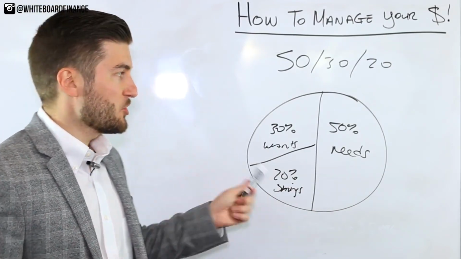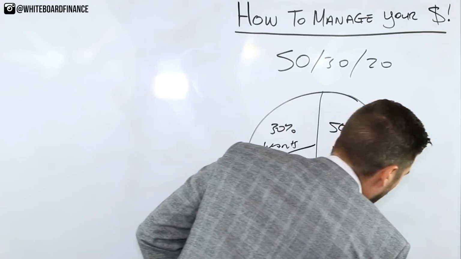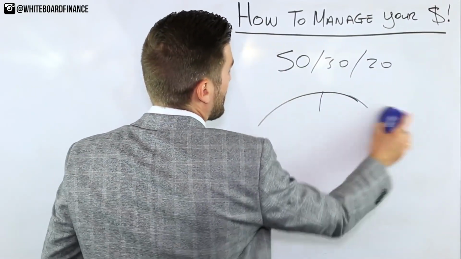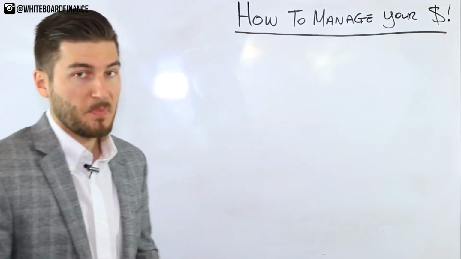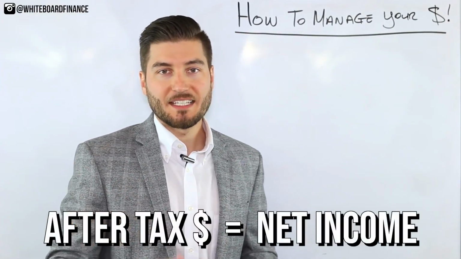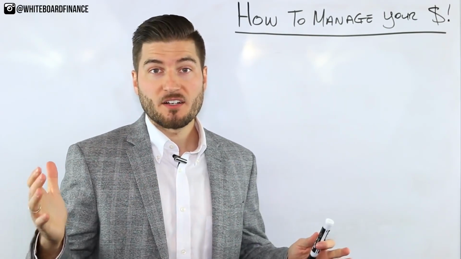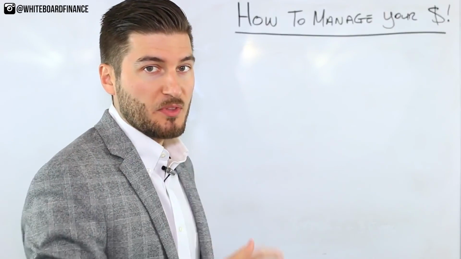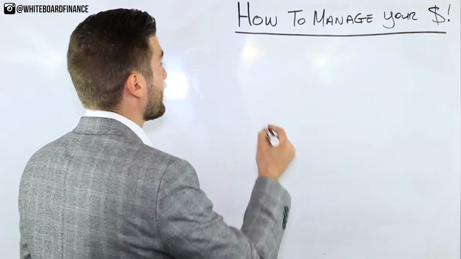Now that you have a visual representation, let's break down each one of these numbers and give you examples of each so that you can gauge your own personal finance based on these metrics. Keep in mind, we're working with after-tax dollars, which is called net income. You may have a gross pay of, let's say, 50 grand a year, but after taxes, you're only dealing with another specific number. We're using that after-tax dollar number.